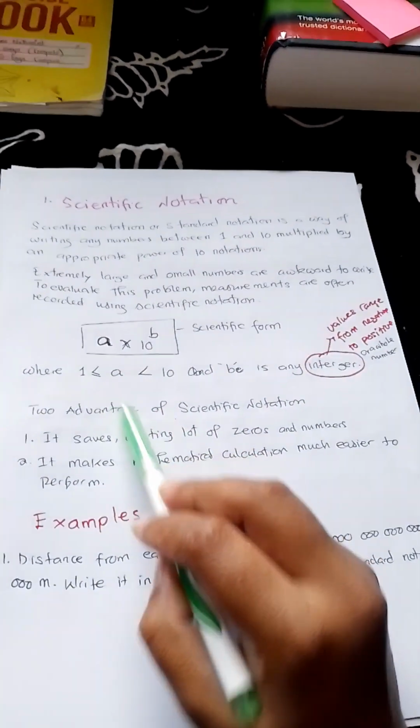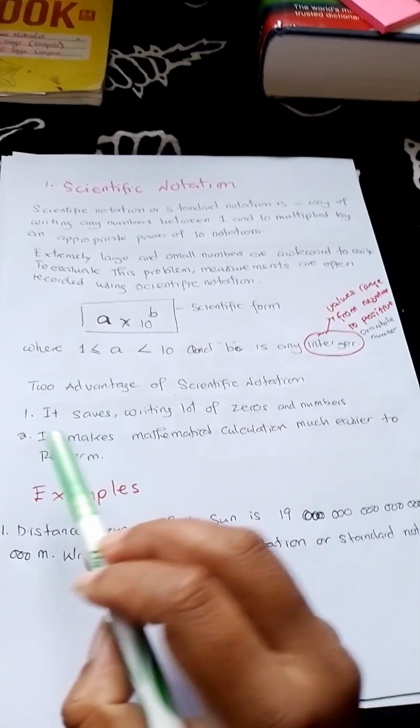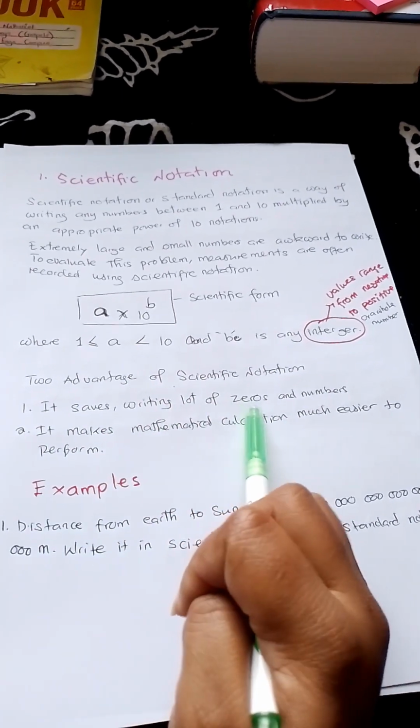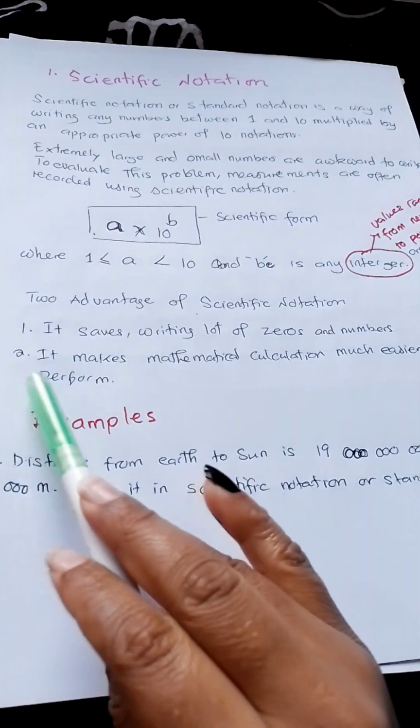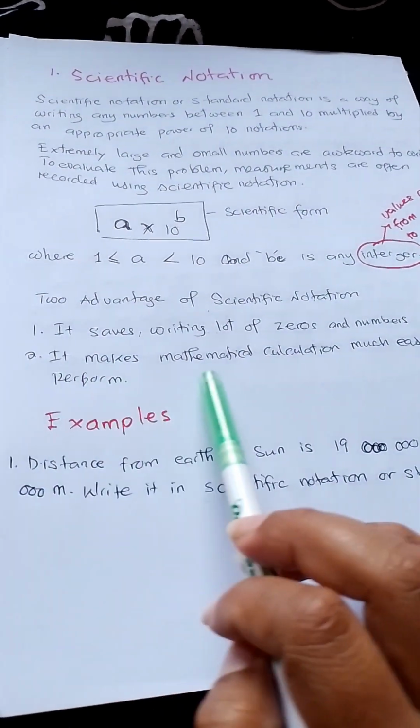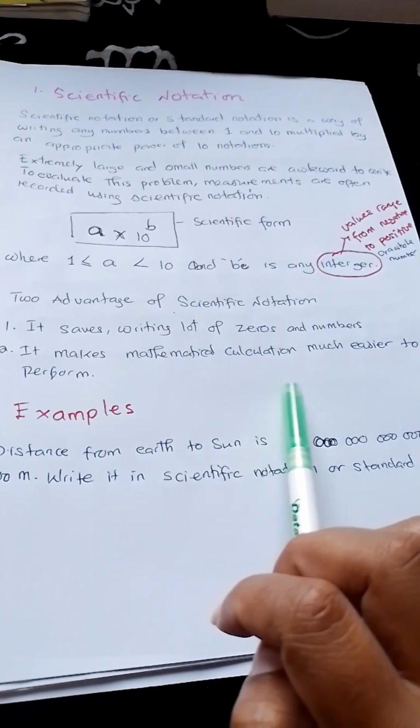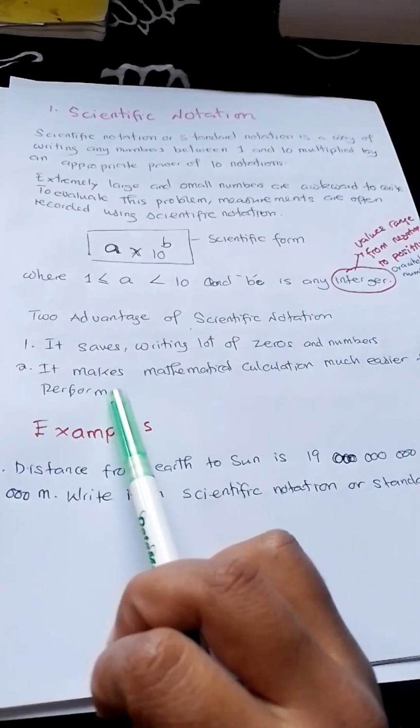The two advantages of scientific notation: it saves writing a lot of zeros in numbers, and it makes mathematical calculation much easier to perform.